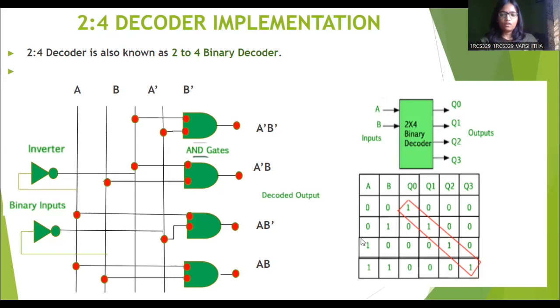When we take 1 and 0 as the input signal, A B bar, for Q0 the output would be 0, then 0, again 1 and 0. Then for AB, Q0 would be 0, Q1 would be 0, Q2 would be 0, Q3 would be 1. Here is the representation of the 2:4 decoder.